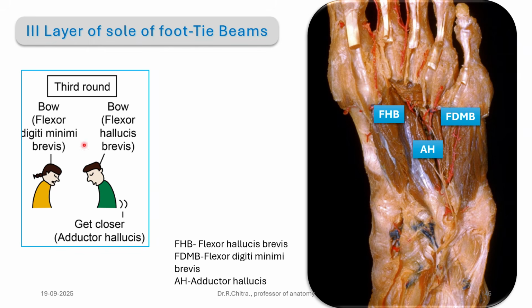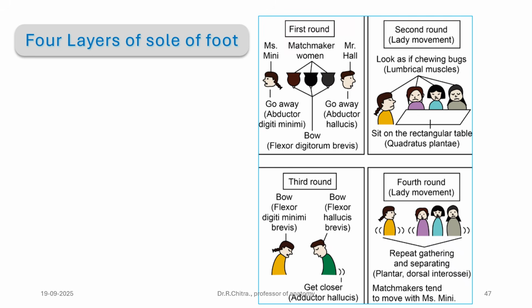Third layer muscles. Two flexors on each side, flexor hallucis brevis, flexor digiti minimi brevis. When they bow, they get closer, so adductor hallucis in the middle. So these are the four layers of the sole of the foot represented in the cartoon. Fourth layer is our plantar and dorsal interossei.